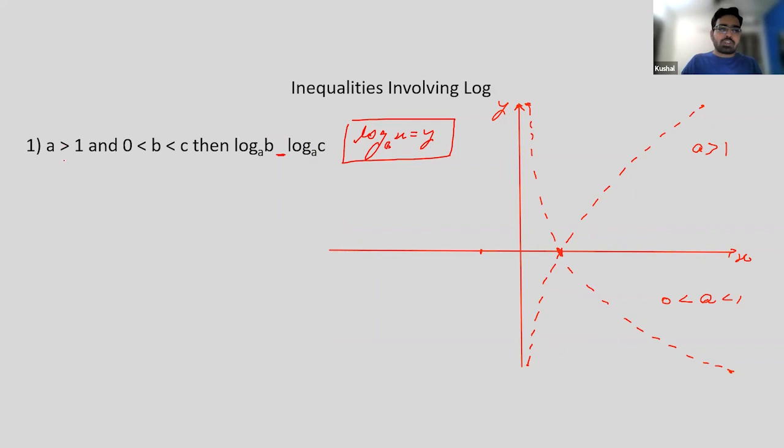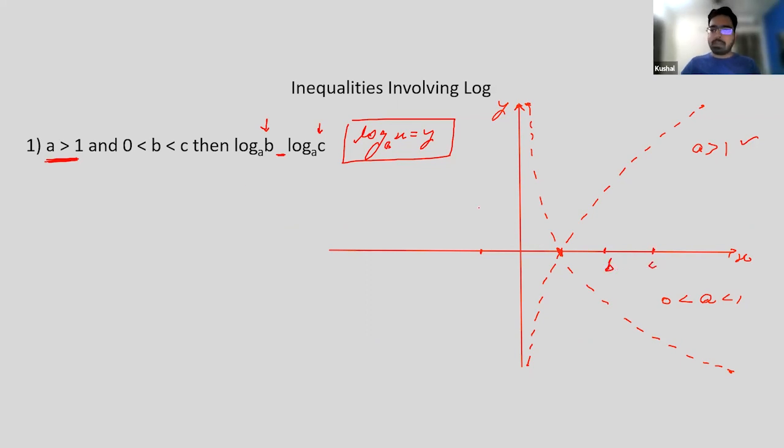Now they're saying that the first condition is a greater than 1. A greater than 1 means I will be referring to this graph. Now they are saying the values of b and c. These are the input values, which implies the value of x, so that will be on the x-axis. Now they are saying that b is less than c. That means b has to be towards the left of c, so your arrangement has to be always like this, b and then c, right?